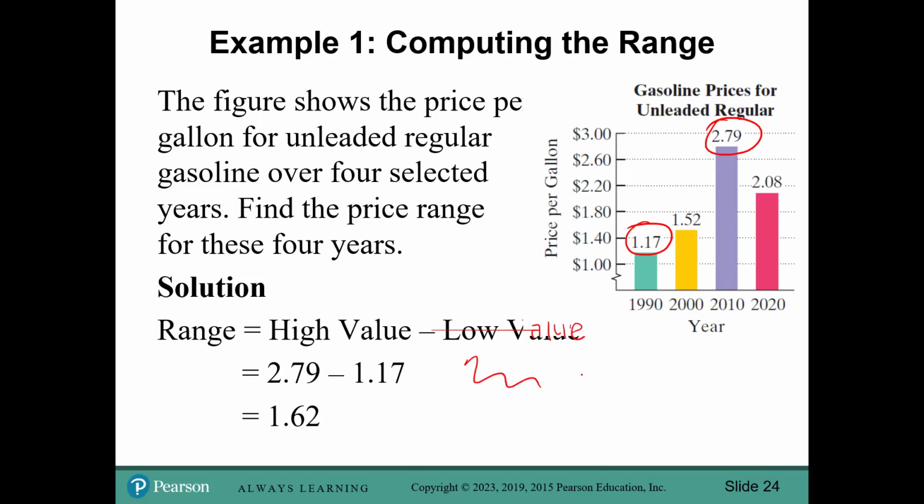I'm not really sure what's happening with this pen or paper or anything. But I would just then subtract those: $2.79 minus $1.17. My range is $1.62. And this is almost certainly going to be different if you extend this past 2020, but we don't need to talk about that.